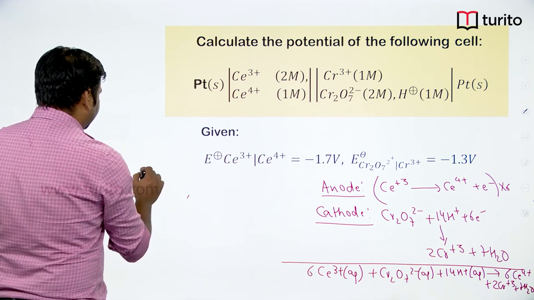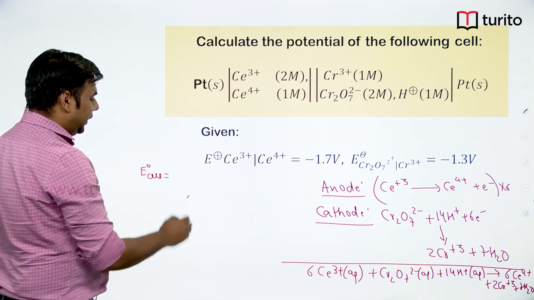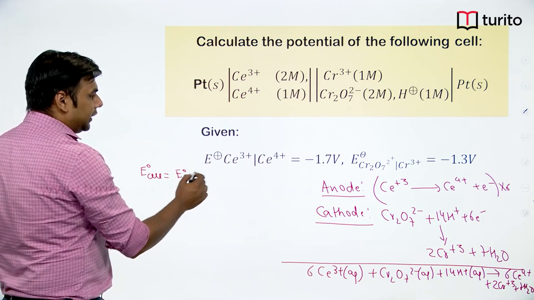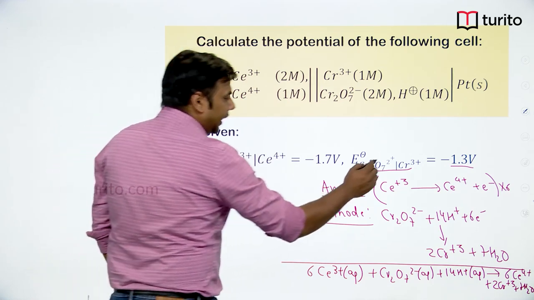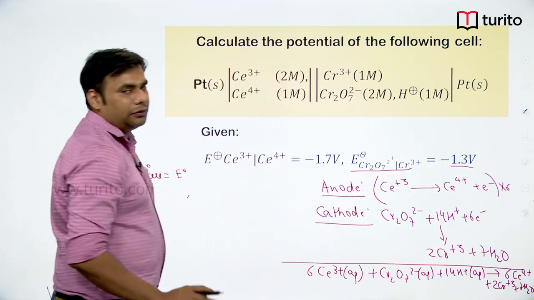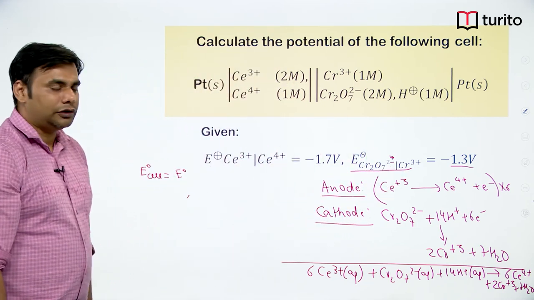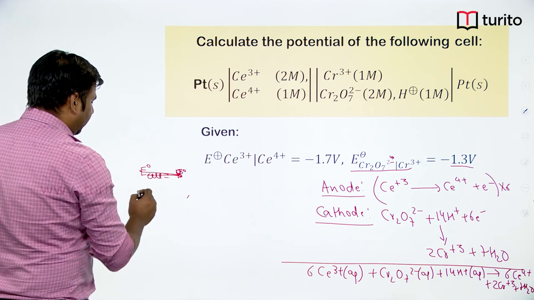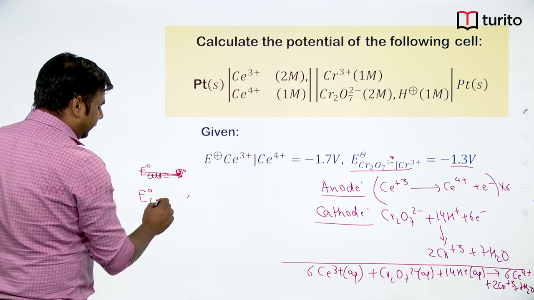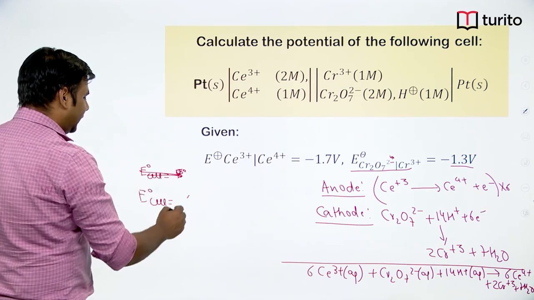So E naught of this cell would be, because reduction is happening of dichromate ion, the reduction potential of dichromate ion. Now this has been given to us as minus 1.3. Just look at the terms that have been given to you. This is obviously a negative sign, so this is the reduction potential of dichromate ion which is given to us. Whatever data is given to us, we'll just use that. We will not use our brain on whether it is given correctly or not. Whatever data is given to us, we'll use that.